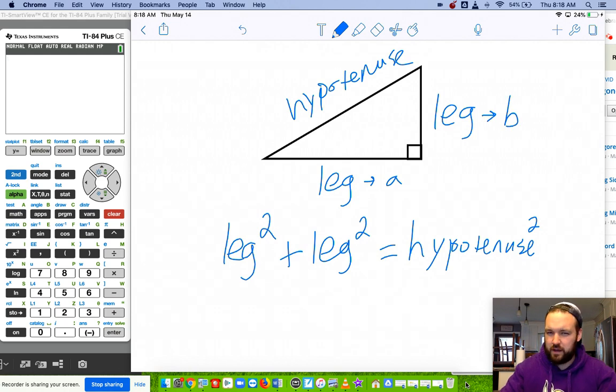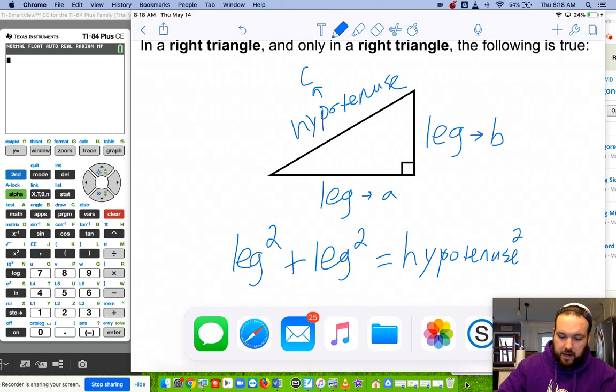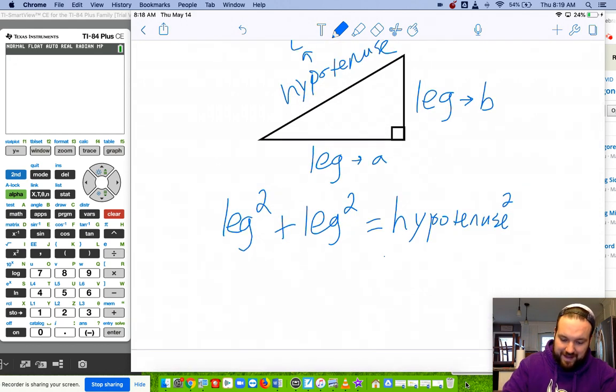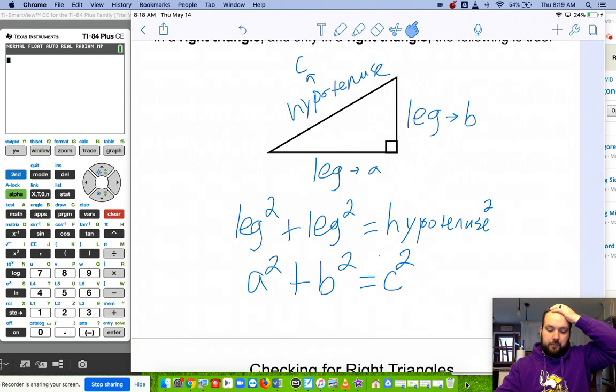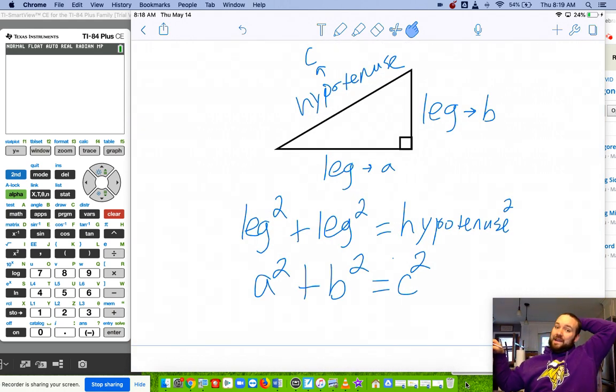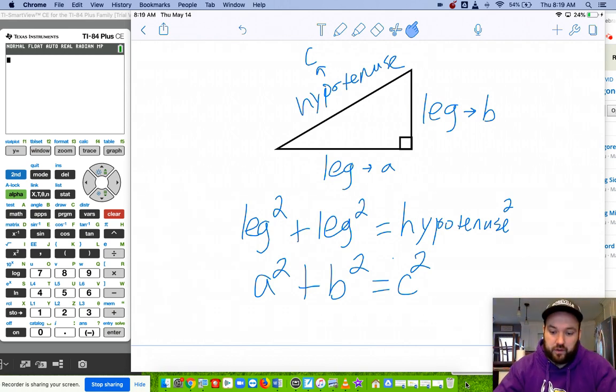This is often shortened. Instead of calling it leg and leg, because that can be confusing, we call them A and B. Then we call the hypotenuse C. The Pythagorean theorem is written as A squared plus B squared equals C squared. This is true in every right triangle, and it is only true for right triangles. That's a very powerful fact, and we're going to use it to determine if something's a right triangle, and also to find a missing side length if we know we have a right triangle.